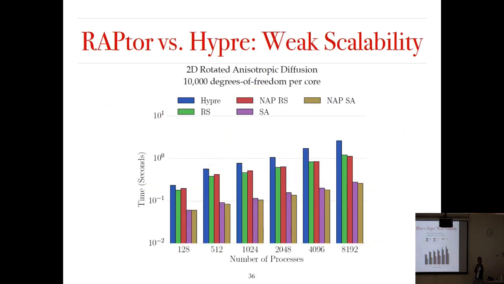That all showed strong scalability. We also do see speedups for weak scalability. If we look at a problem with 10,000 degrees of freedom per core, but scaling out to 8,000 processes, we see pretty similar results.